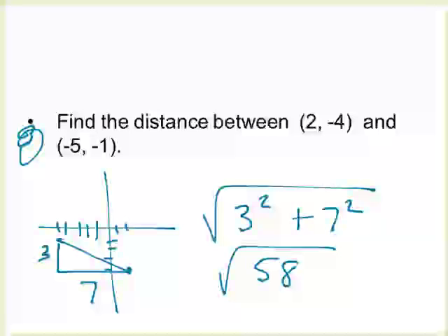From 58, we want to think about, does anything divide into there that's a perfect square? 2 definitely goes in, but 2 goes in 29 times. 29 being prime means that that thing's not going to break down at all. But that is something we should consider. If that square root can be broken down, it should be broken down. Questions on distance?